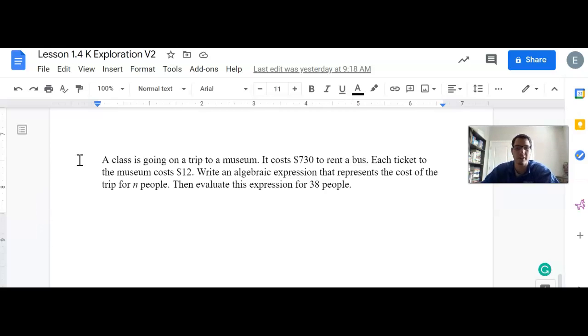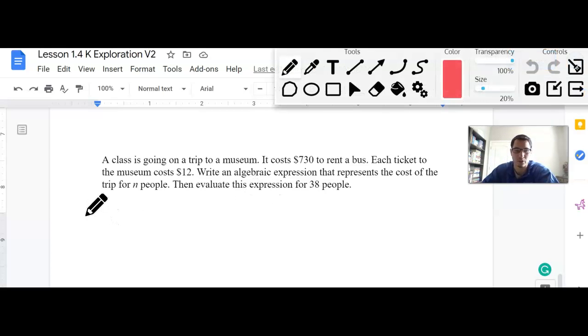Okay, so solving this problem, a class is going on a trip to a museum. So to go on this trip, you need a bus to get there. So it costs $730 to rent a bus. So that is where we are going to start. It's going to cost us, no matter how many people go, no matter what we do, $730 to rent a bus.